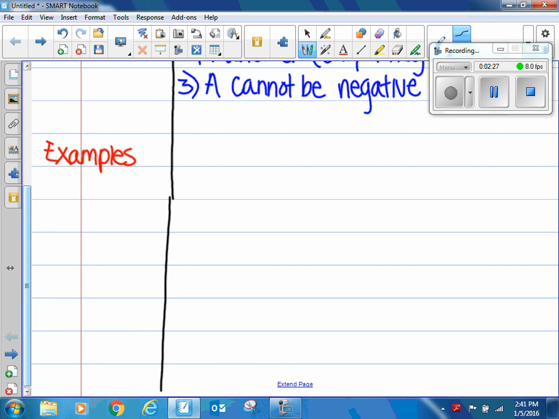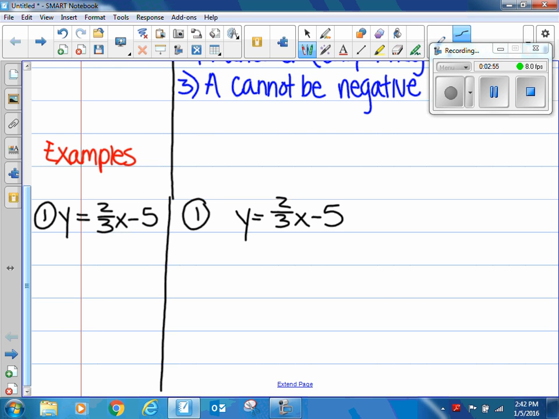First example, y equals 2/3 x minus 5. You will notice that we have a fraction involved. So we have to get rid of that fraction because the second rule says we can't have any fractions or decimals. If we have y equals 2/3 x minus 5, you might remember from earlier in the year that we worked with getting rid of these or getting common denominators.